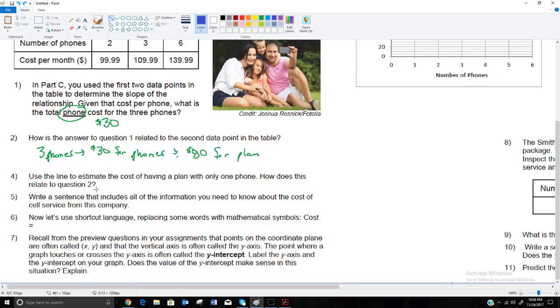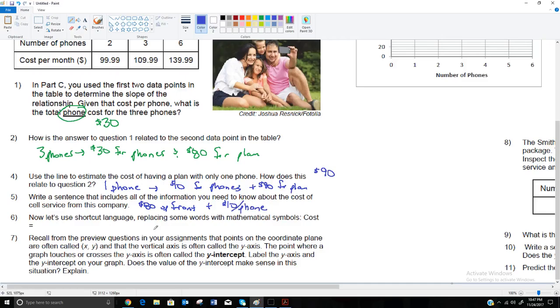How does that relate to question 2? Well, here we're saying that for one phone, you're paying $10 for the phones plus $80 for the plan. And that was for a total of $90. So write a sentence that includes all the information you need to know about the cost. So it's an $80 upfront fee or service fee or whatever they might call it. Plus it's $10 per phone.